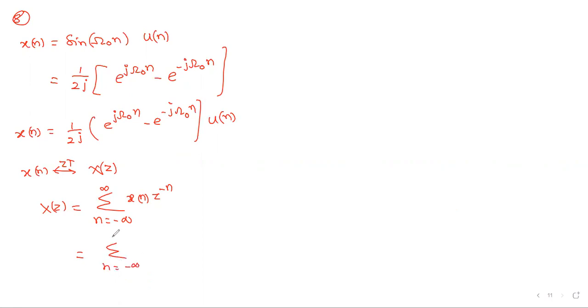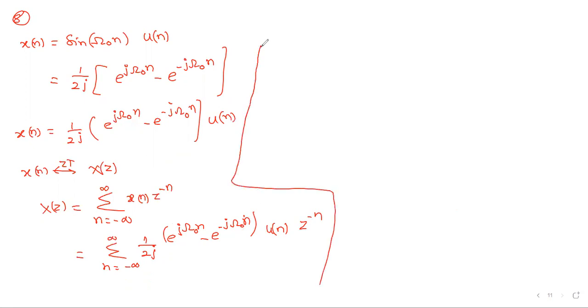Summation n equal to minus infinity to infinity 1 by 2j, e power j omega naught n minus e power minus j omega naught n, into u of n z power minus n. Now u of n is there. What will be the limits? Limits will be 0 to infinity. So X of z is equal to 1 by 2j. You can take it outside as common: summation n equal to 0 to infinity e power j omega naught n minus e power minus j omega naught n into z power minus n.